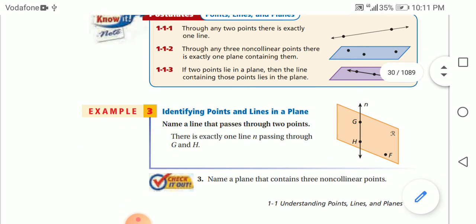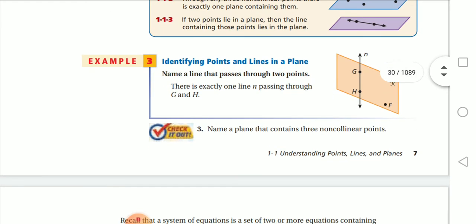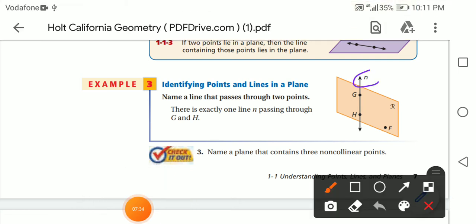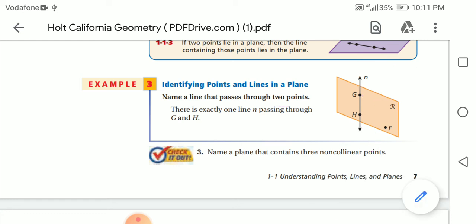Okay. So, identifying points and lines in a plane. As you see here, name a line that passes through 2 points. There is exactly one line, N. As you see, we have just one line which passes through 2 points. So I have here line N passing through G and H. All of this line is called N. It passes through G and H.